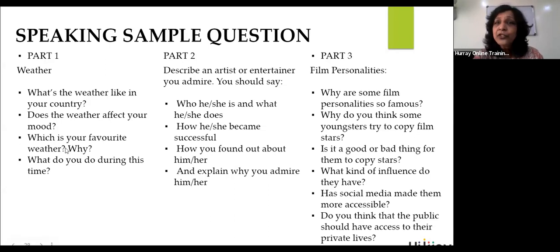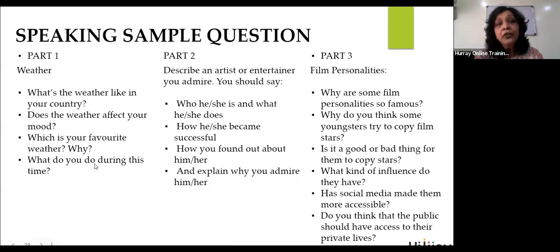For example, which is your favorite weather and why? There again, there's no correct or wrong answer. It all depends. It varies, it differs from person to person. So your favorite weather could be summer. My favorite weather could be winter or spring. It differs. So what it is for you, you just speak about that in 2 or 3 sentences.